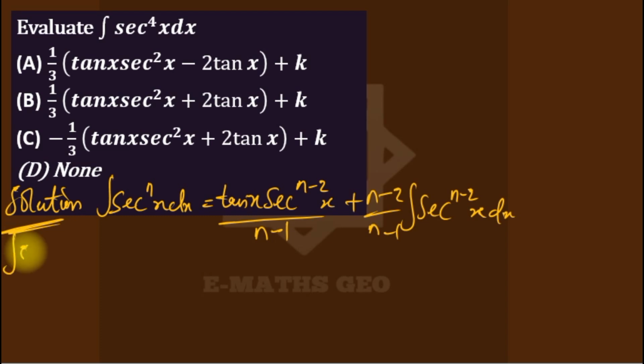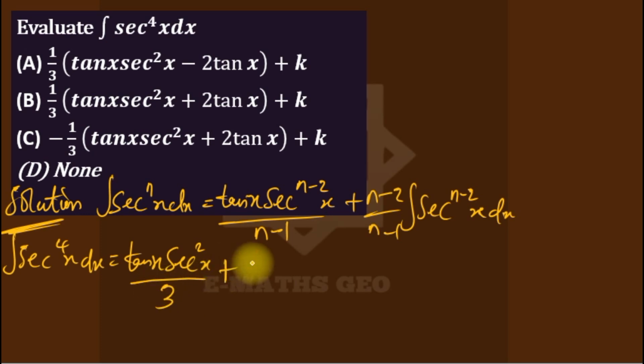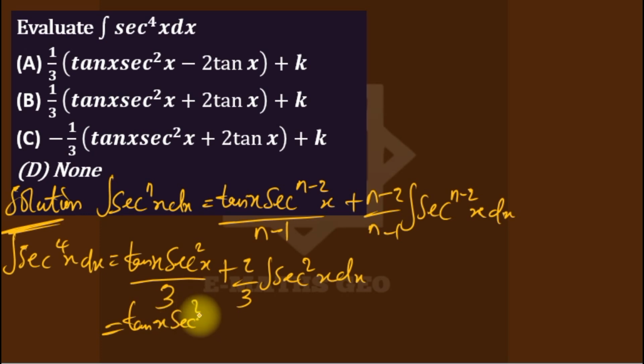So I have the integral of sec to the power 4, our n here is 4, which is now equal to tan x sec squared x over 3, plus 2 over 3 times the integral of sec squared x. And we know that the integral of sec squared x is tan x, so we'll repeat this. Integral of sec squared is tan x plus k. So our answer is option B.